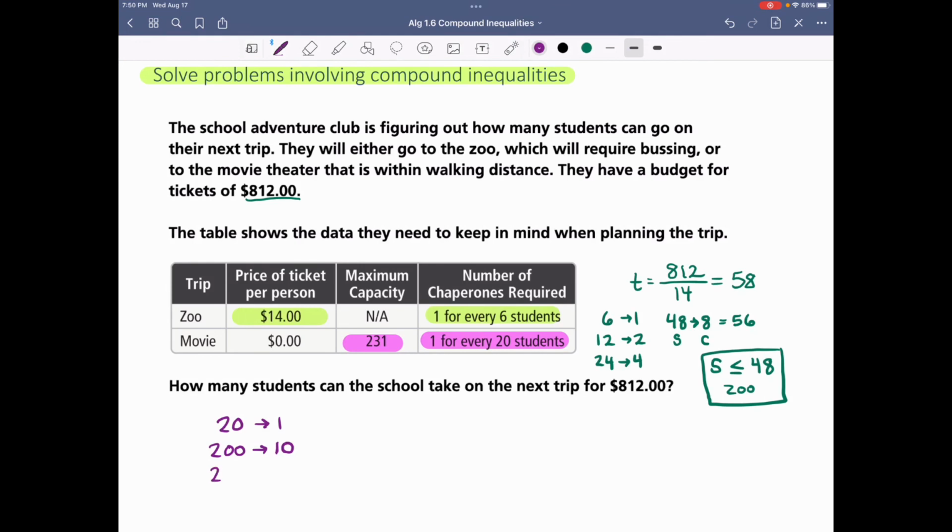So we could have 220 students, and that would require 11 chaperones. And that equals exactly 231. So we could take 220 students to the movies, but we could not take more than 220 students because of the chaperone restriction. So if it's to the movies, it's less than or equal to 220, and if it's to the zoo, it's less than or equal to 48 students.